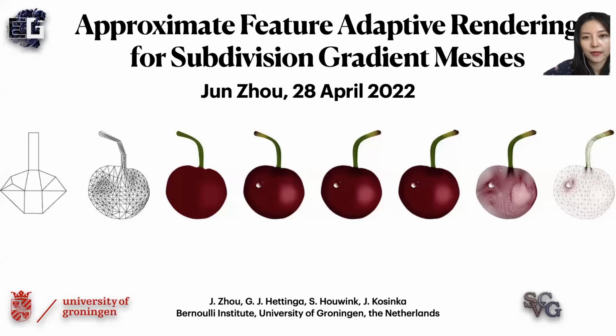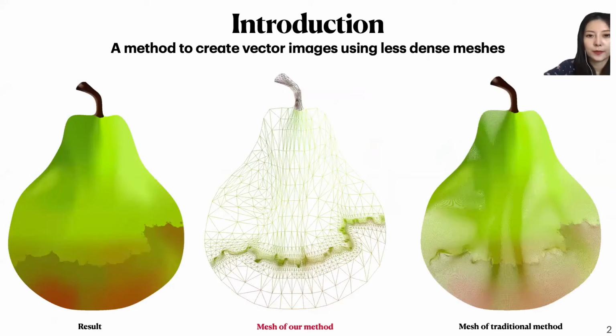Hello everyone, today I'm going to present our paper, Approximate Feature Adaptive Rendering for Subdivision Gradient Meshes. Basically, our method creates vector images using less dense meshes. Here's a nice example. On the left is the image that we want. In the middle is the mesh created by our method. On the right is the mesh created by the traditional method. Apparently, the mesh of the traditional method is much more dense than that of our method, right?